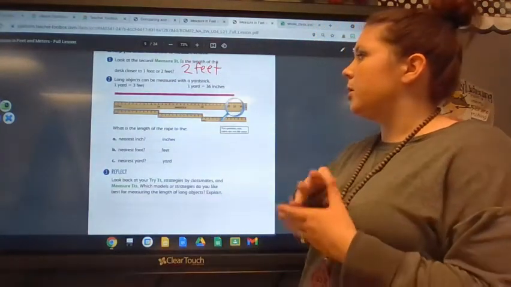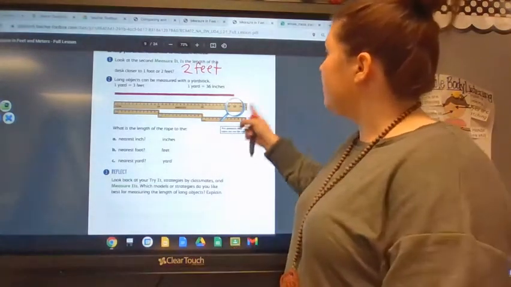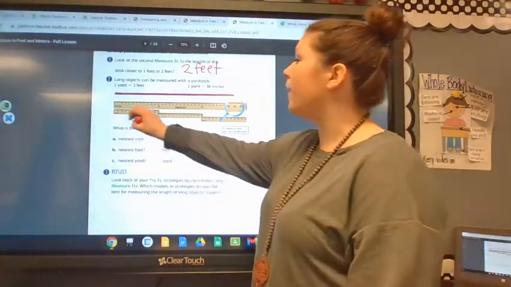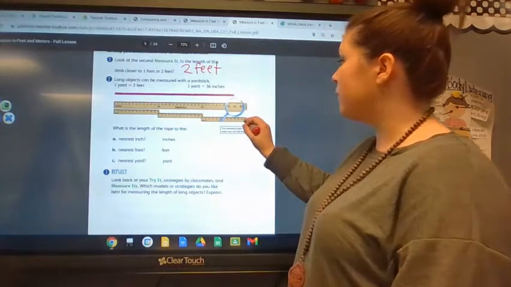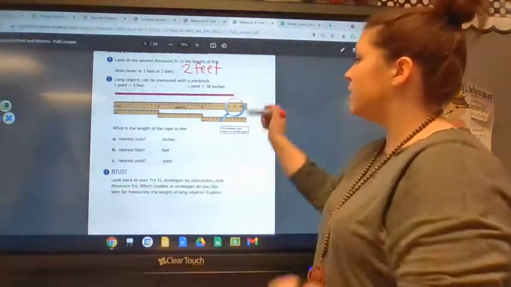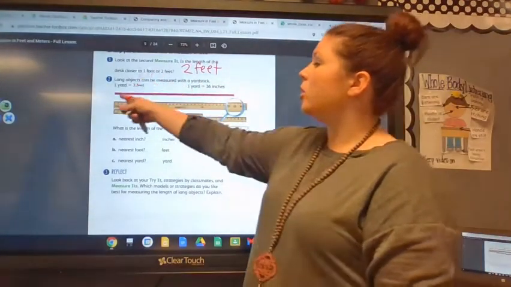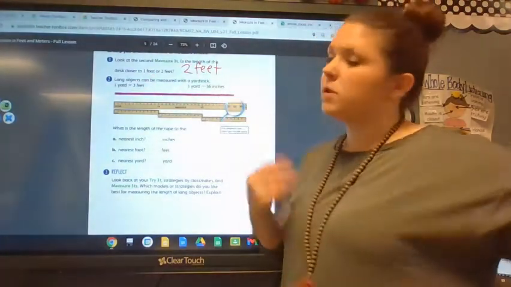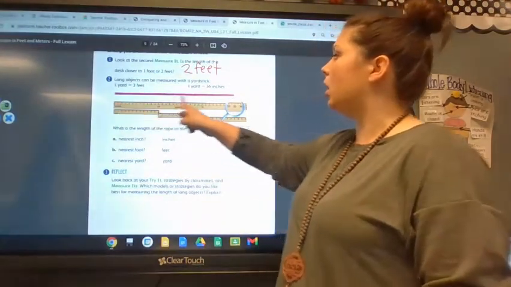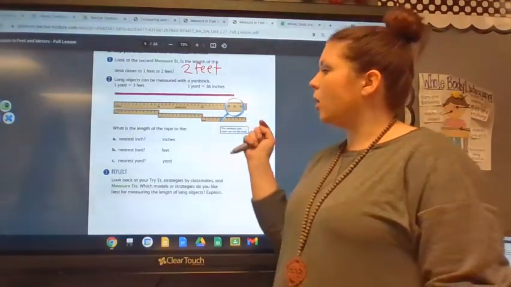Now what it wants us to do is look at objects that can be measured with a yardstick. Remember, a yard is 3 feet. So here we have 1 foot, 2 feet, and 3 feet, which equals the same total of inches as the yardstick. So it's saying that 1 yard equals 3 feet and 1 yard equals 36 inches, because in 3 feet there are 36 inches. So there's a piece of yarn, and it wants us to measure this yarn with the yardstick.